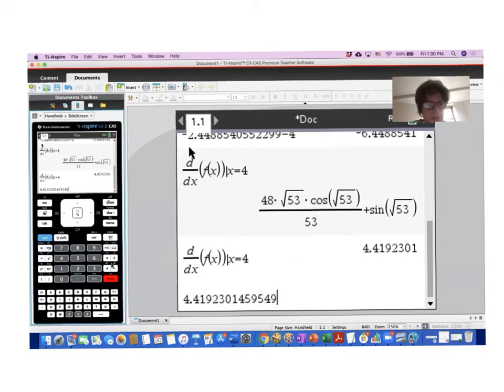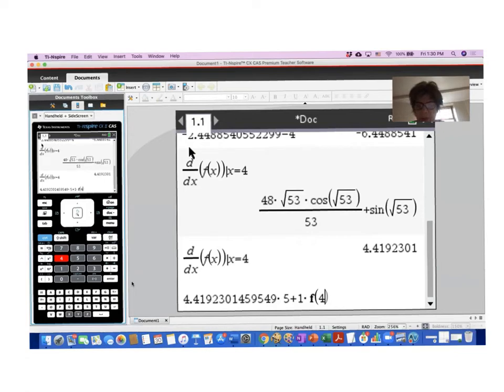Times 5, which is the derivative of g at 4. That was in the chart. Plus, oh, I'm sorry. The derivative of g at 4, which was in the chart, times f at 4. So I'm going to type in f of 4, right? That's all I need to do.